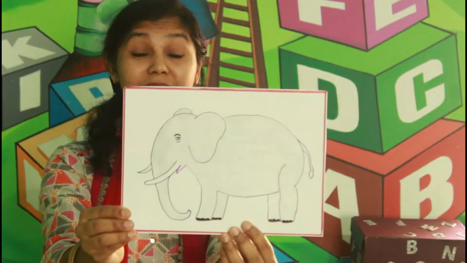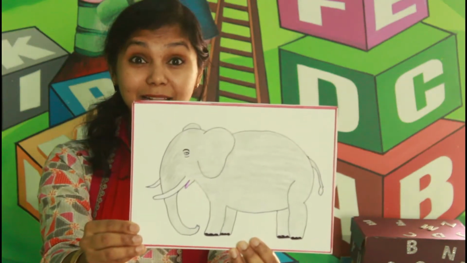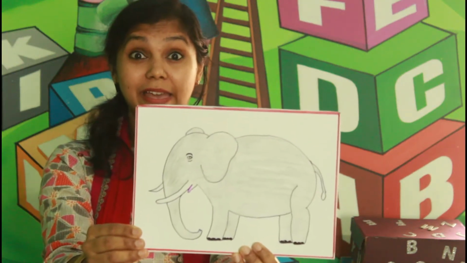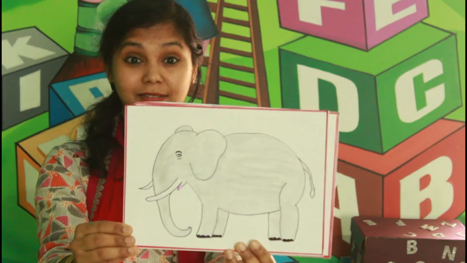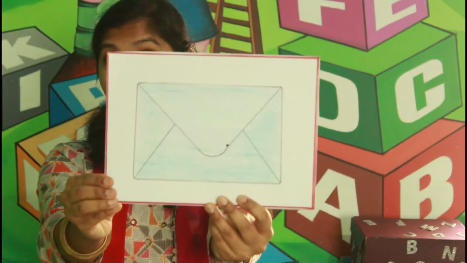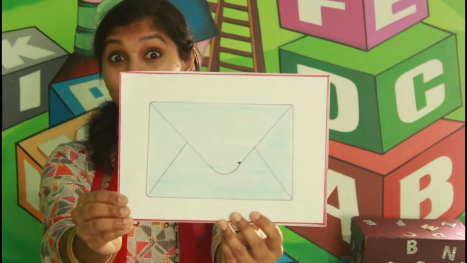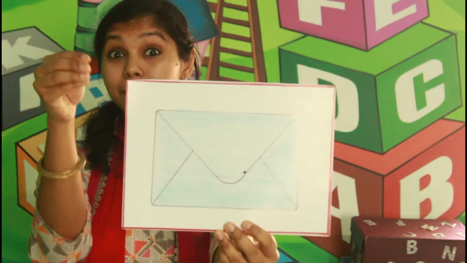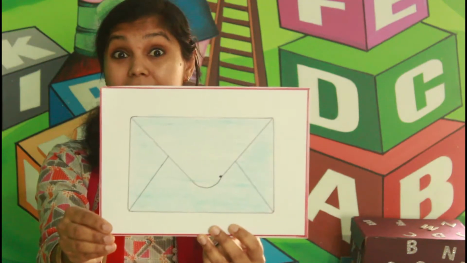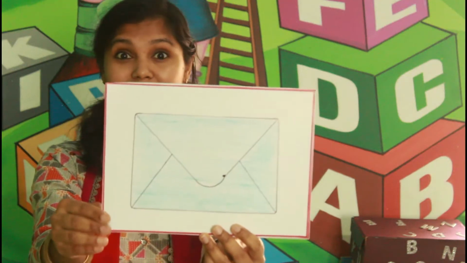Children, what can you see here? Yes, it's an elephant. Elephant is beginning with E. E, E, elephant. Then what is this? What can you see here? It's an envelope. Envelope is where you will keep your letters, right? Envelope. E, E, envelope. E for envelope.